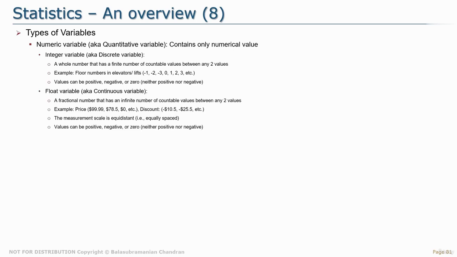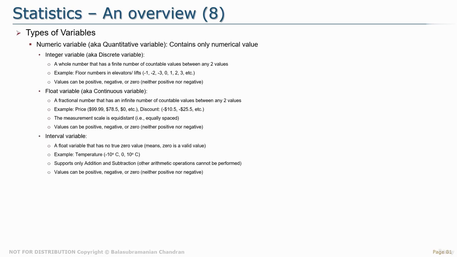Float variable, also known as continuous variable. It's a fractional number that has a finite number of countable values between any two values. Example, price, $99.99, $78.5, $0, etc., or discount such as -$10.5 or -$25.5, etc. The measurement scale is equidistant, that means equally spaced. Values can be positive, negative, or 0.